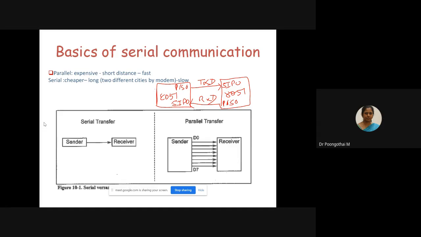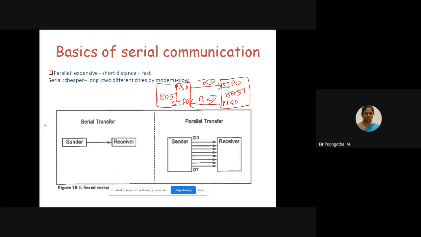Serial data transfer is mainly used for long distance communication, and parallel data transfer is used for shorter distance communication, like inside an IC, IC to IC communication, or motherboard communication. That is, inside the motherboard, the ICs can communicate through this parallel data transfer.